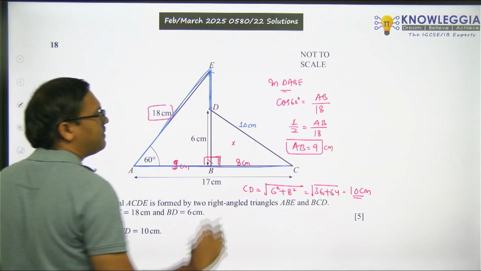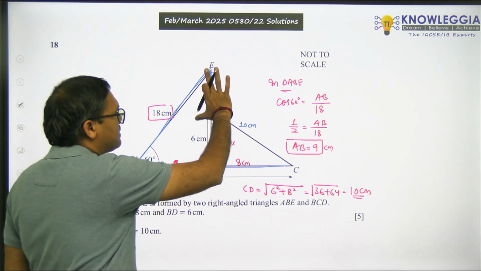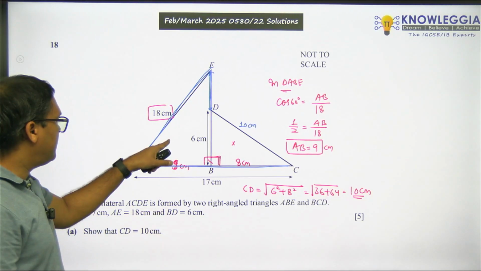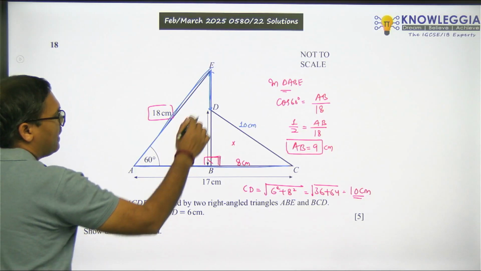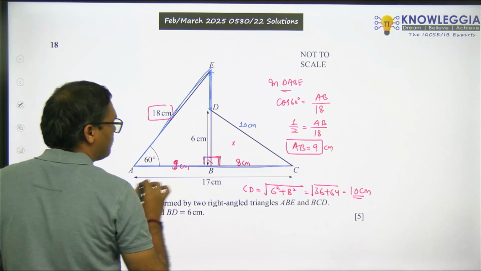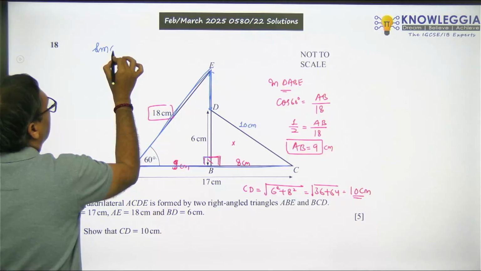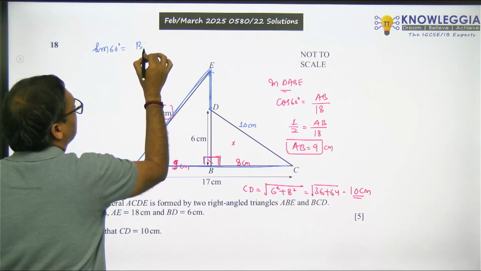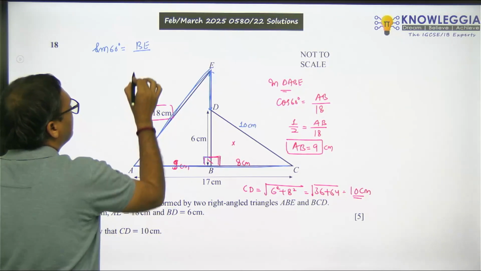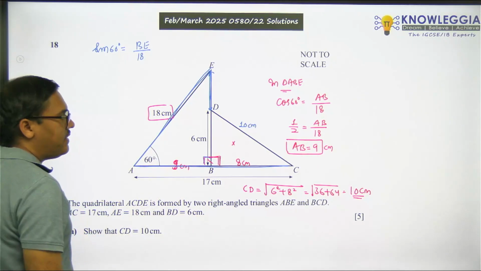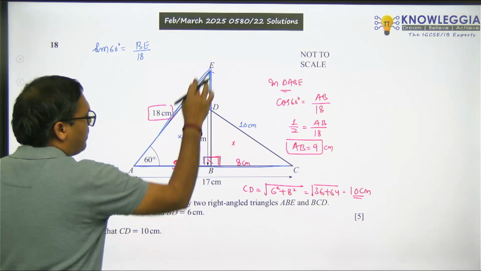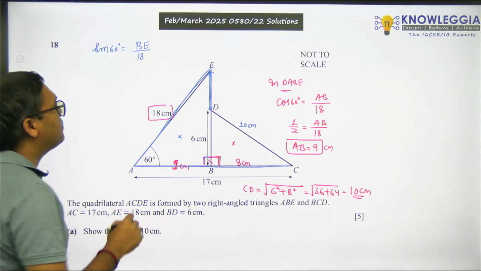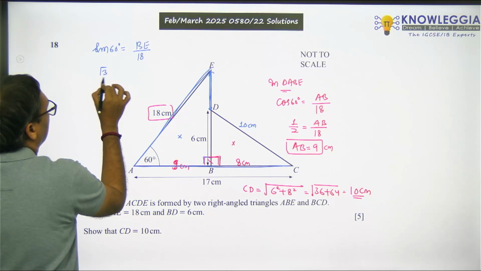Now, how will you find this thing? I can easily find the total distance, BE. I can find the length BE. How? Because in this triangle, we know the angle. If I have to find the opposite side of this right angle triangle, I can apply sine 60 degree. So sine 60 degree is opposite, that is BE, upon hypotenuse, which is 18. In this triangle, opposite upon hypotenuse will give you sine 60. And we know sine 60 degree is root 3 by 2.